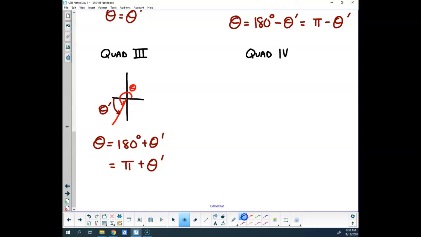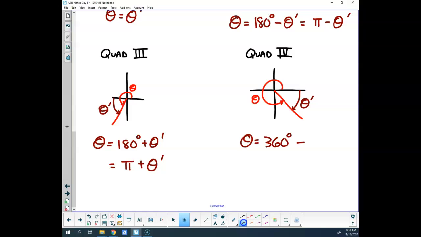Lastly, we have quadrant 4. So now there's my angle. Theta would come all the way around to there. Theta prime would be right there. So my actual angle theta would be 360 degrees minus my reference angle, or 2 pi minus my reference angle.